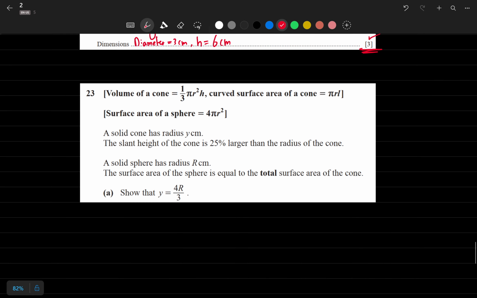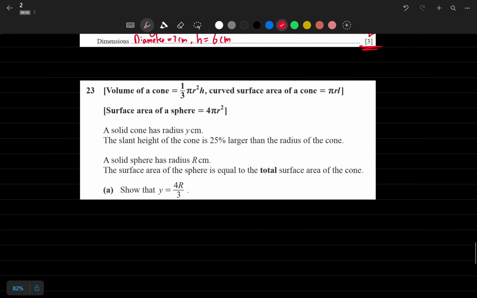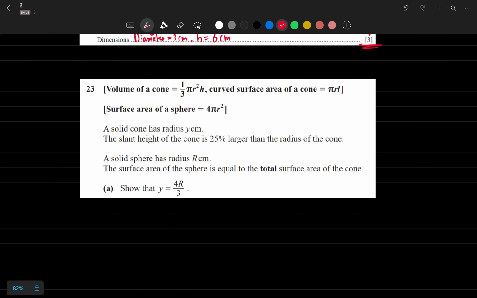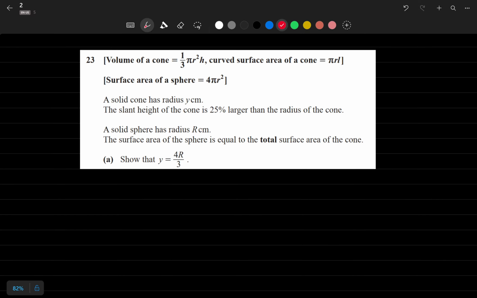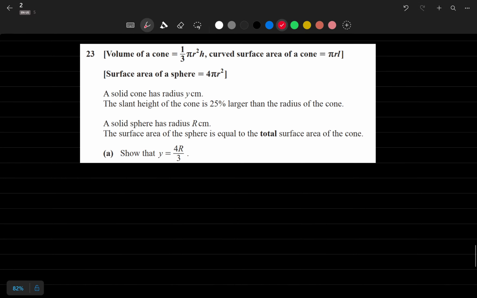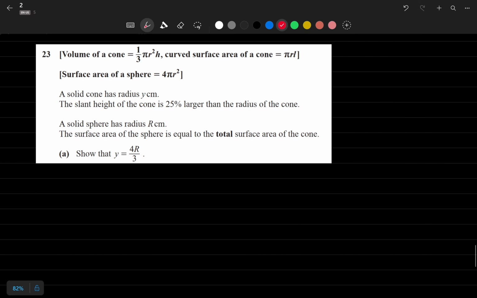Moving on, volume of a cone is equal to 1 by 3 pi r square h. Curved surface area of a cone is pi r l. Surface area of a sphere is equal to 4 pi r square. A solid cone has a radius y centimeter. So let's draw a cone.